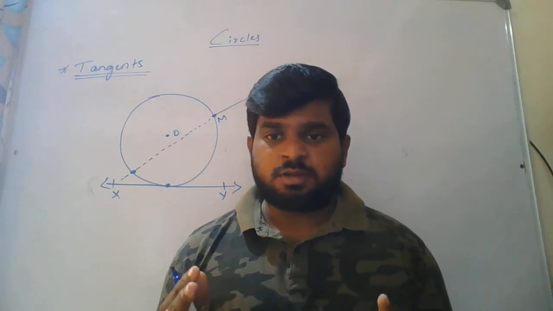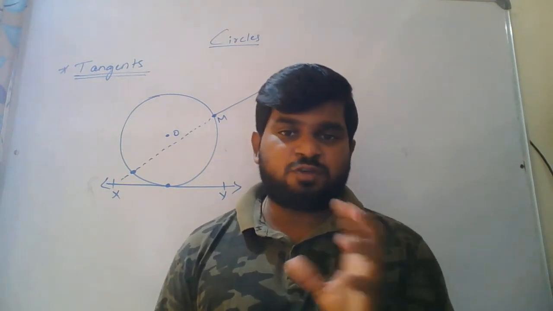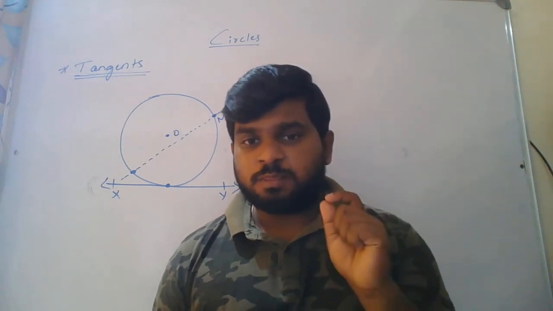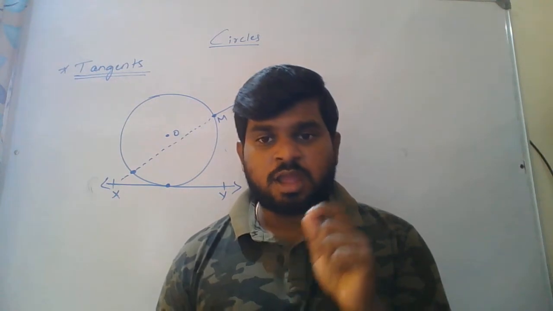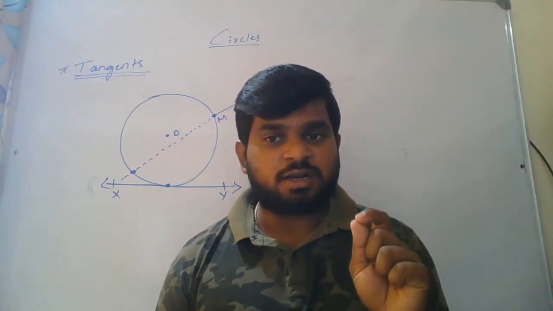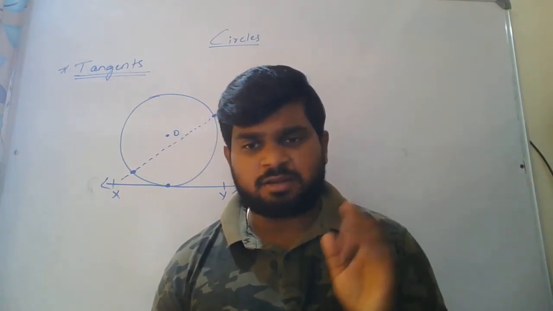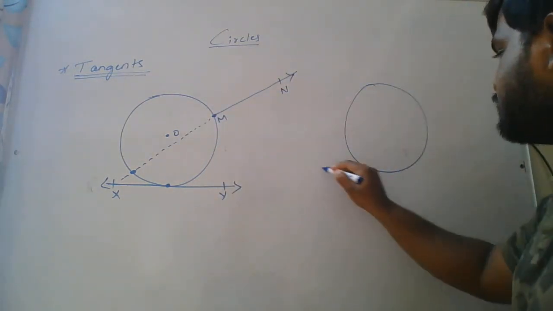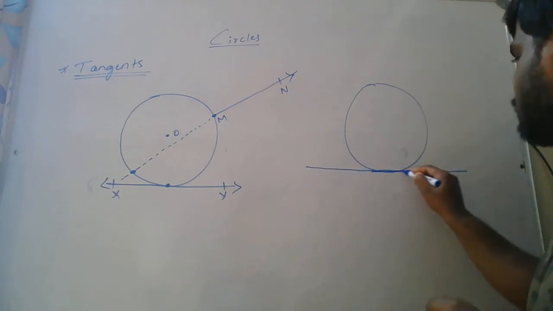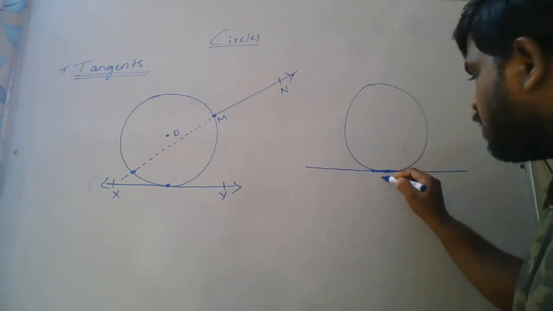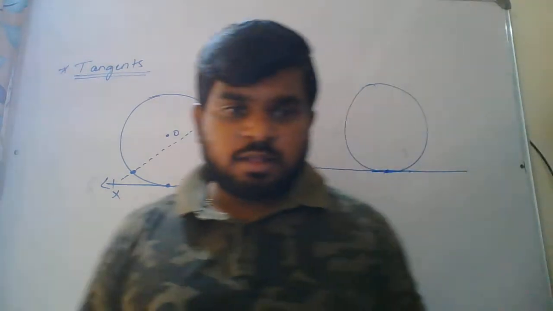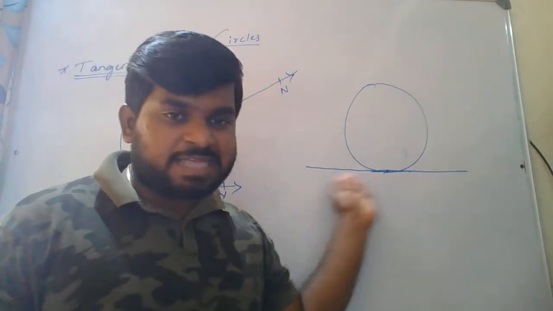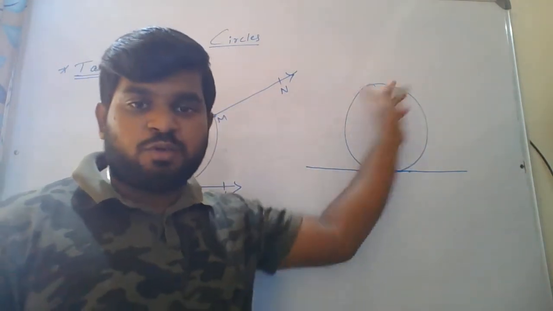If you've got it, very good. I'll give you some examples for tangents. Observe the road: it always acts as a tangent to the wheel of any vehicle, isn't it? Let's say this is the wheel, and this is the road. Have you observed? The wheel makes contact with the road at only one point. So the road is acting as a tangent to the wheel.